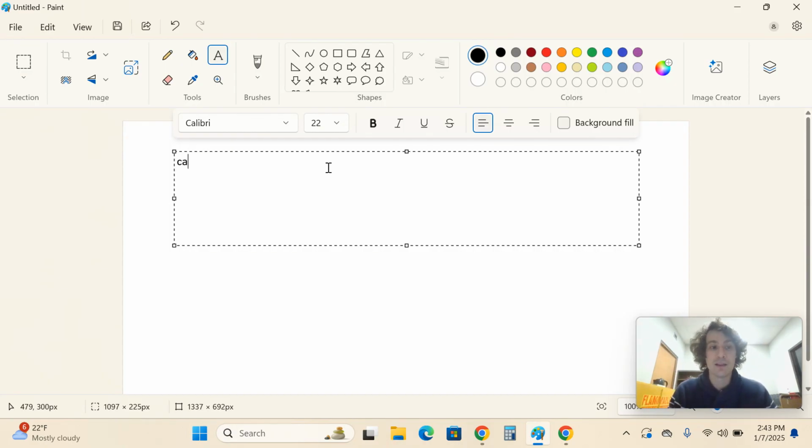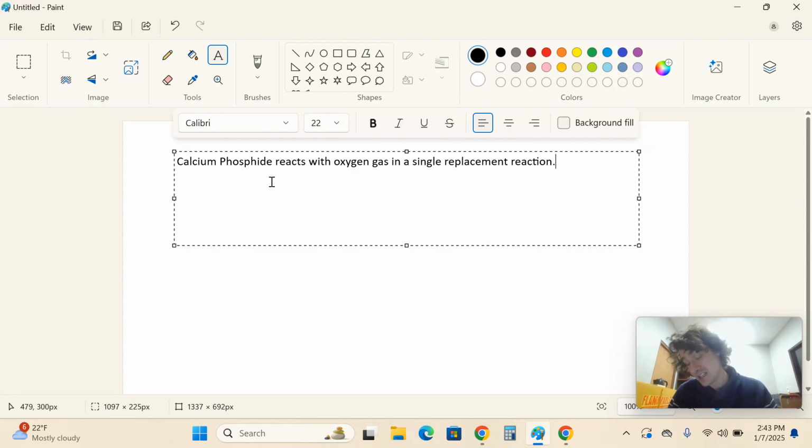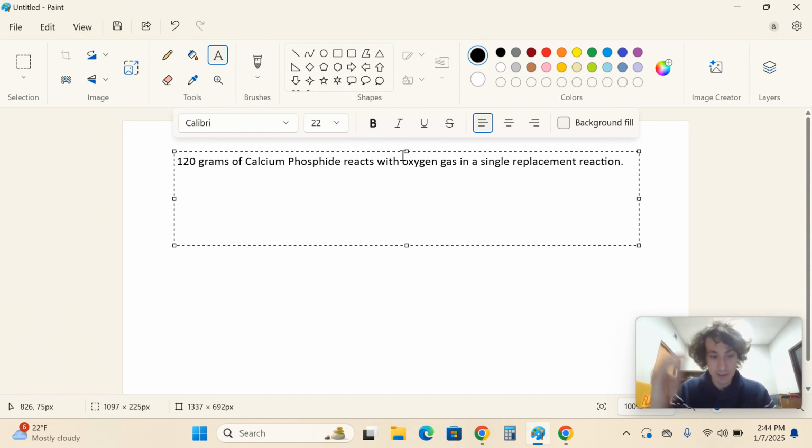let's do calcium phosphide reacts with oxygen gas in a single replacement reaction, right? There's no grams listed in here, okay? So just for the sake of argument, let's say I said 120 grams of calcium phosphide reacts with, let's say, 43.2 grams of oxygen gas, okay?